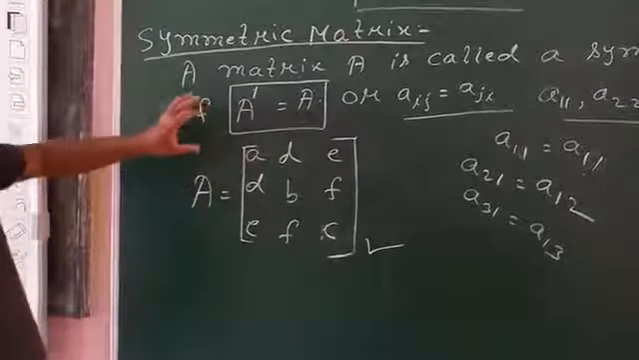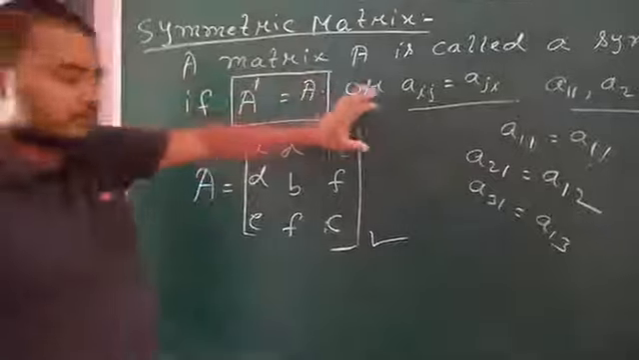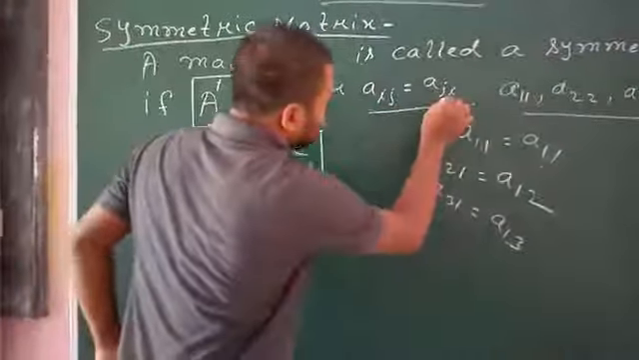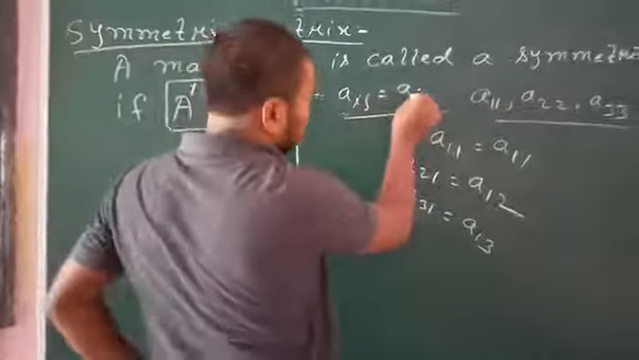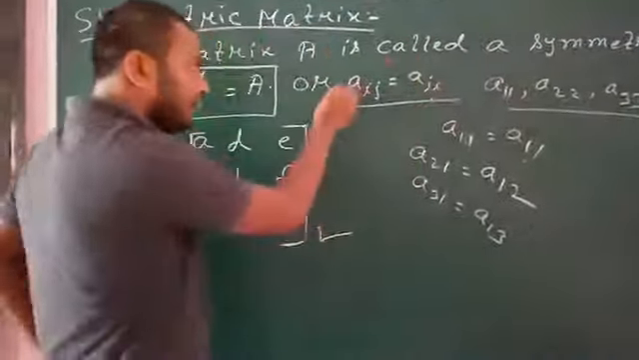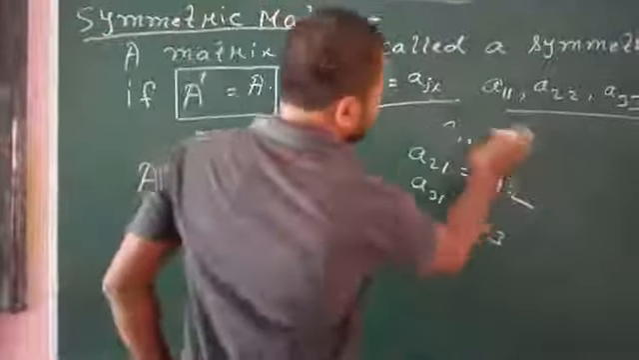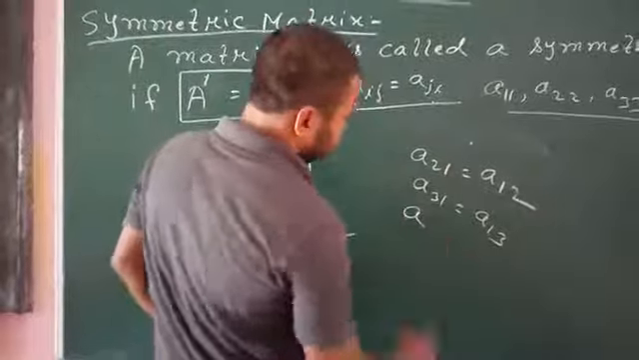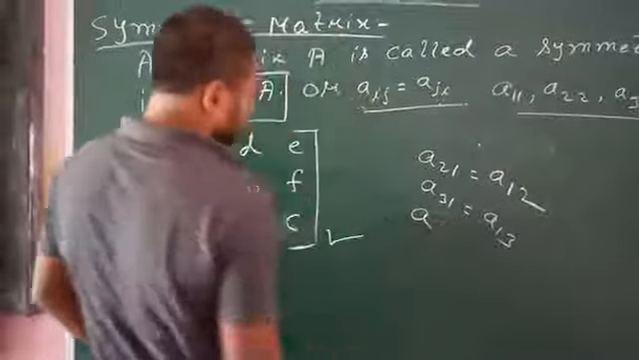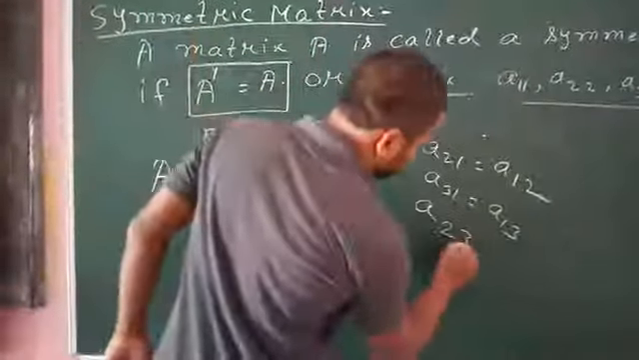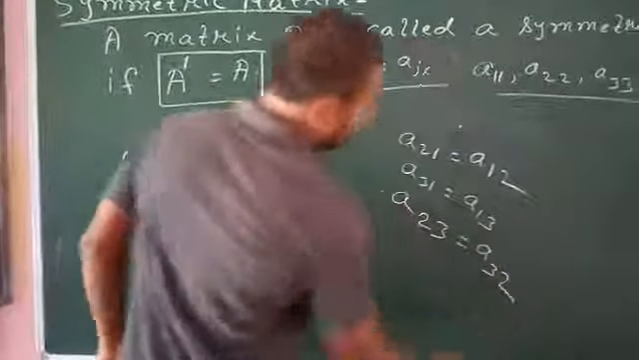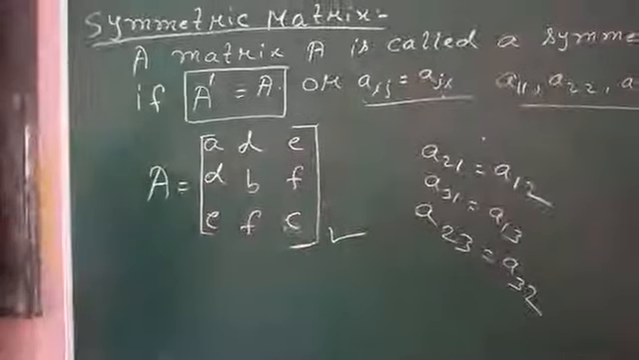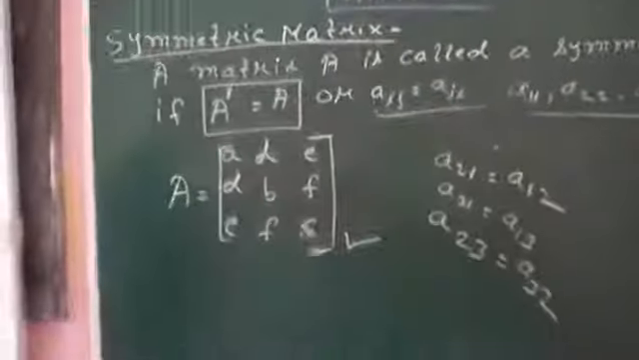So for a symmetric matrix, A transpose should be equal to A. Aij element should be equal to Aji element. That means A21 should be equal to A12, A31 should be equal to A13, or suppose A23 should be equal to A32, and so on. So this is the basic condition of a symmetric matrix.